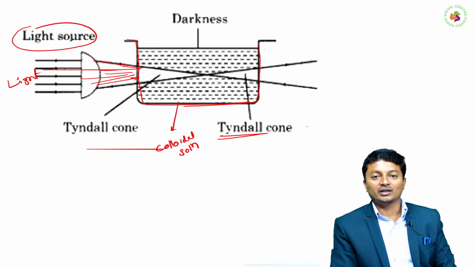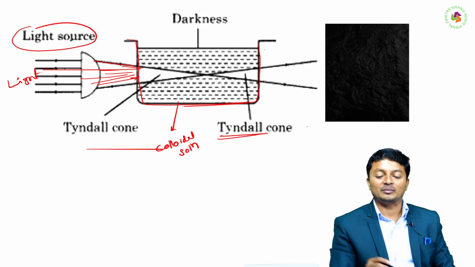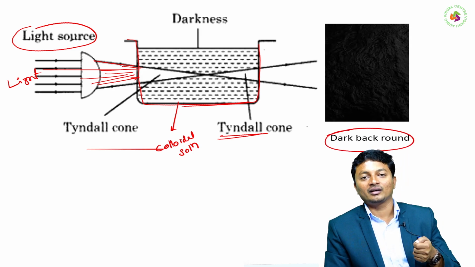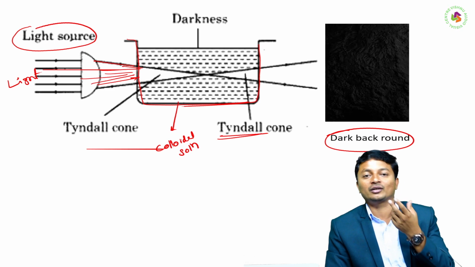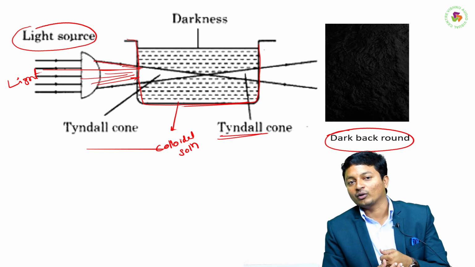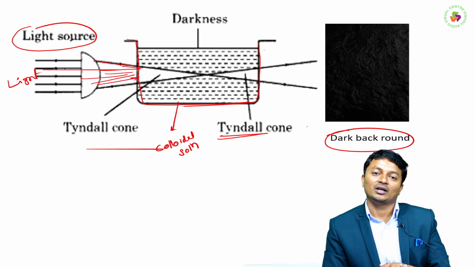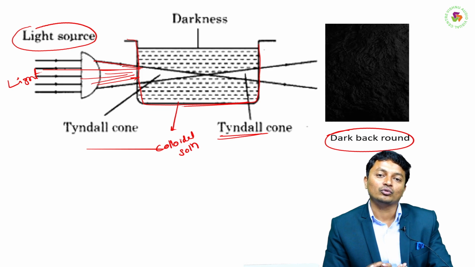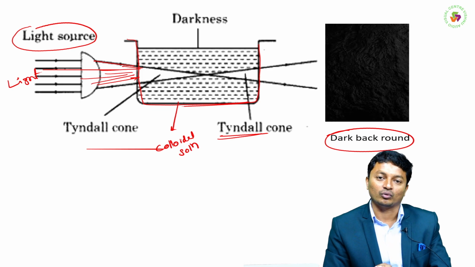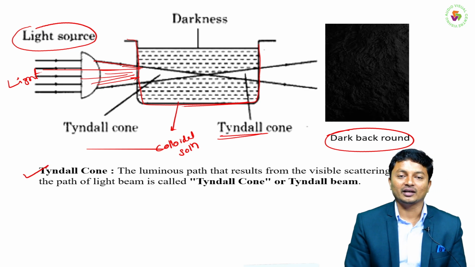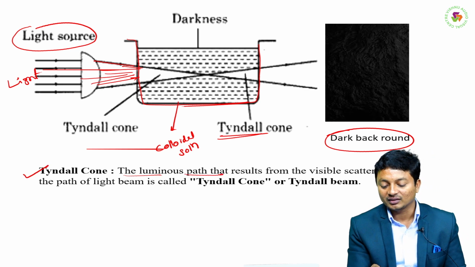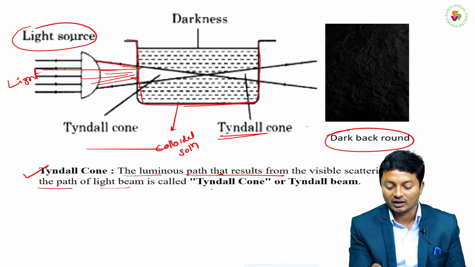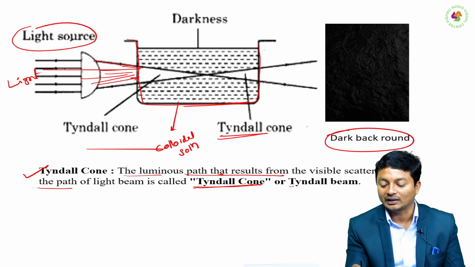And we know that this Tyndall's experiment is observed under a dark background only. If you are passing a light source through a colloidal solution and you are not maintaining a black background, then we cannot observe the scattering of light. Whether the light is scattered or not will not be observed unless you do this experiment in a dark background. And here the Tyndall cone, the luminous path that results from the visible scattering, the path of the light beam, is called the Tyndall cone or Tyndall beam.